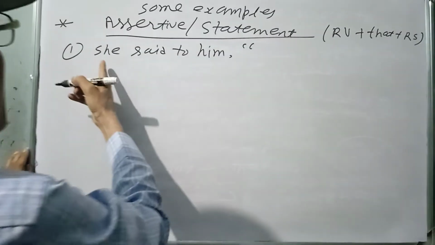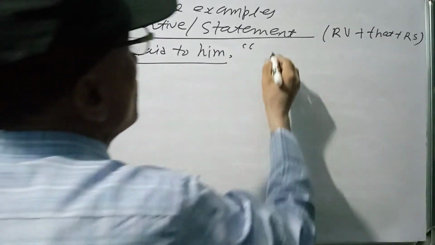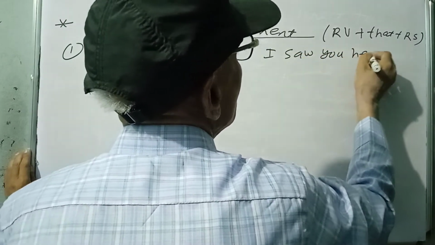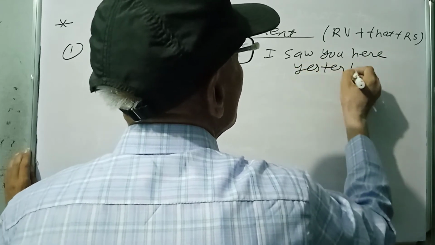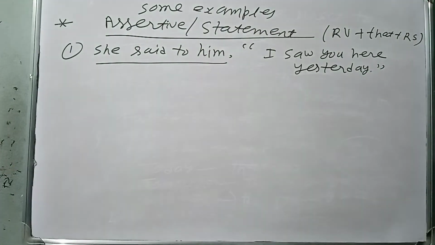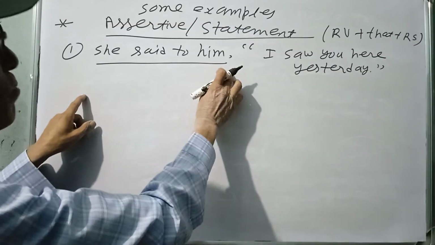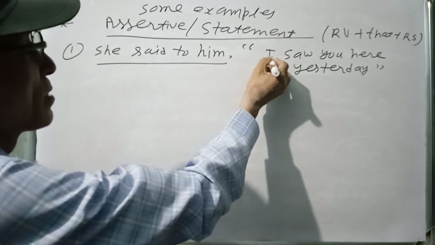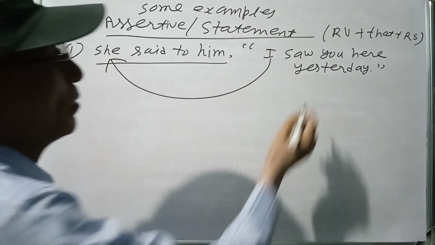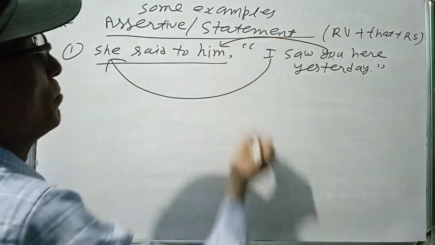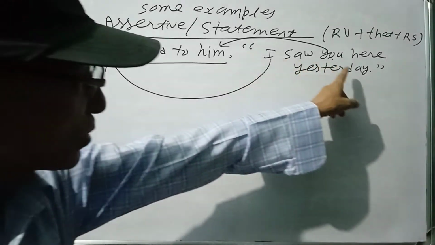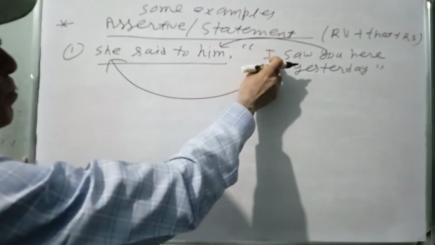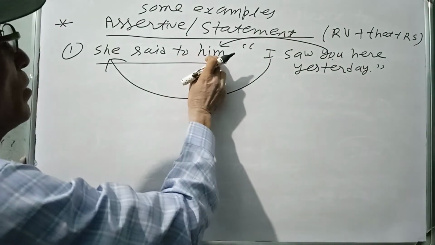Use "that" only. She said to him, this is called the reporting verb. She said to him, "I saw you here yesterday." Who said "I"? This sentence was said by the first person, she. "You" means the second person, him. Who said "I saw you here"? I didn't say, but she said. So "I" means first person, subject. "You" is second person, object.